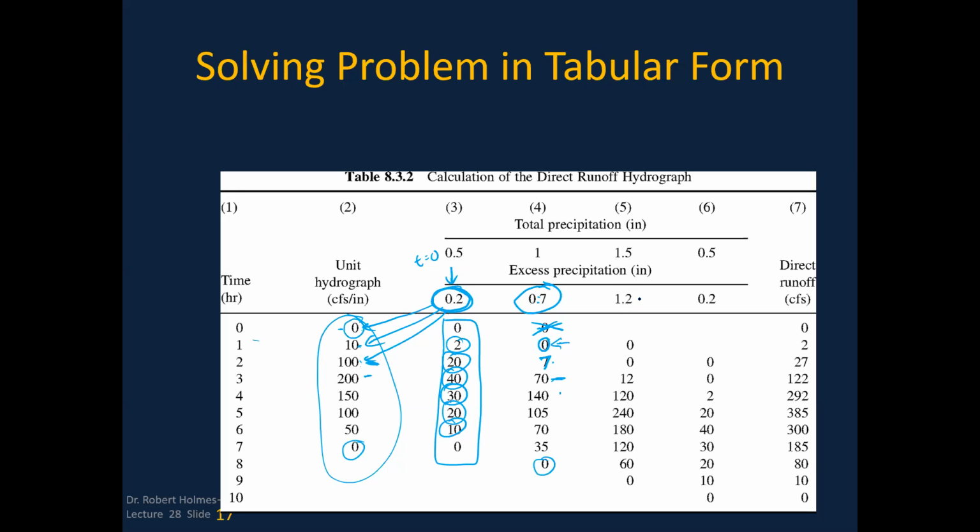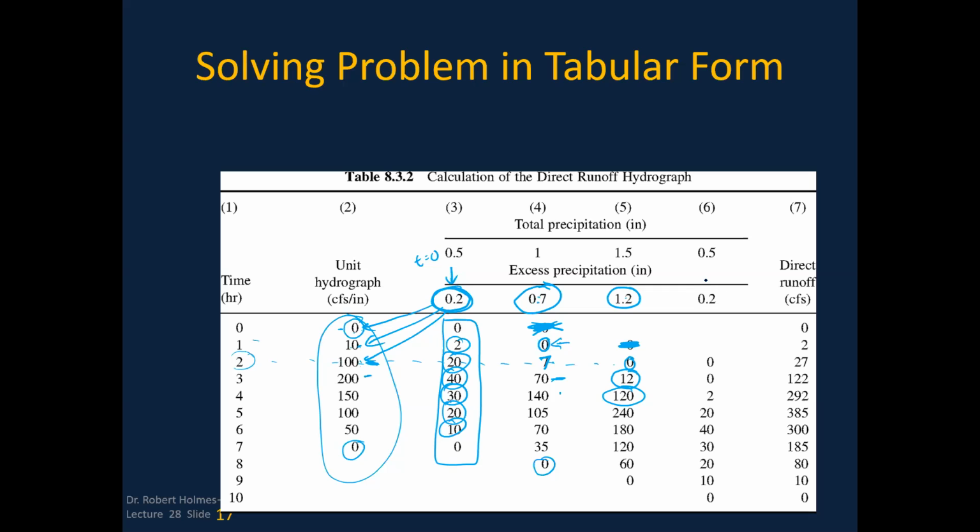I move over to my third non-zero excess precipitation, which starts at 2 hours into the rainstorm. And so I'm going to multiply 1.2 times a zero, but look where I put it. This should actually just be marked out. I think it confuses people. So 1.2 times zero is the zero, but it's starting down here at 2 hours into the storm. If you look across there, then 1.2 times 10, that shows up right here. 1.2 times 100 shows up here, so on and so forth.